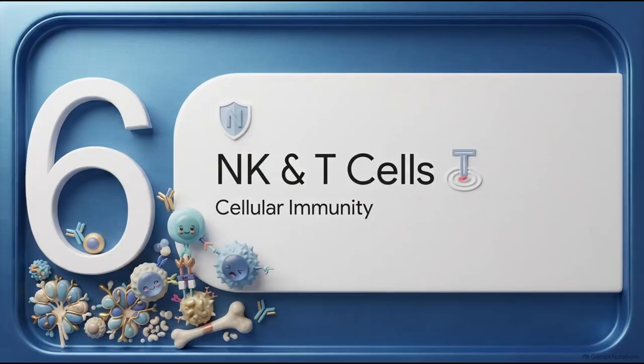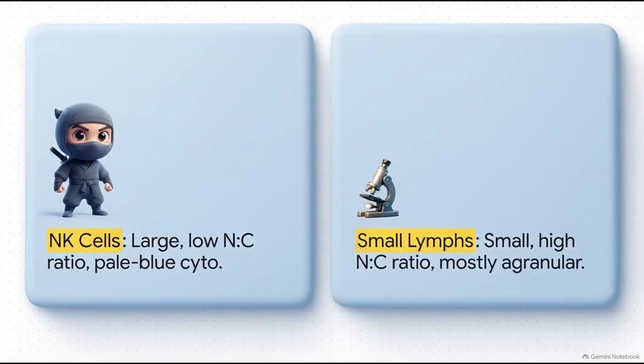Finally, Section 6, NK and T cells, are directors of cellular immunity. Let's talk about natural killer cells first, also known as large granular lymphocytes. Making up less than 20% of the lymphocyte population, these guys look completely different from ordinary small lymphs. They are large, they have a low N-to-C ratio, and they feature prominent large granules in a pale blue cytoplasm. They completely lack B and T markers.